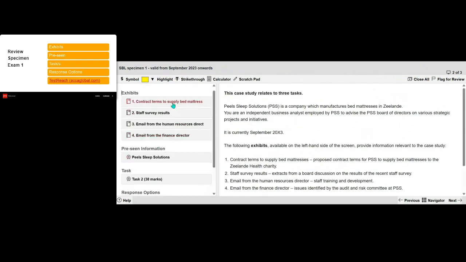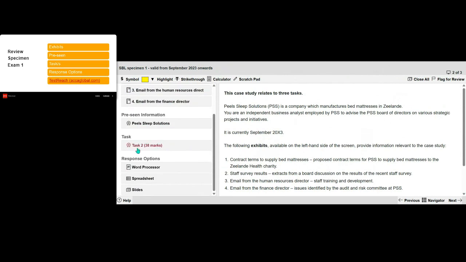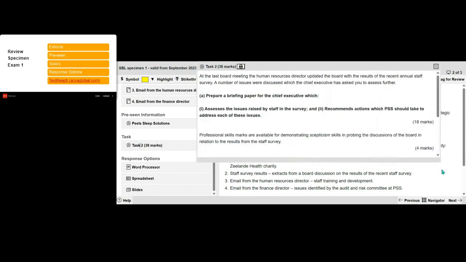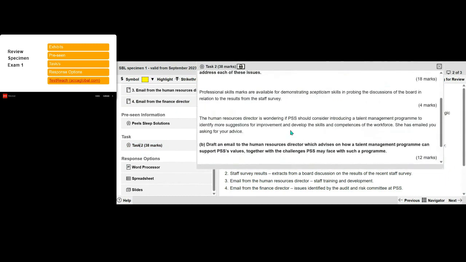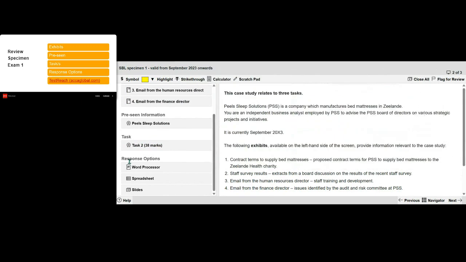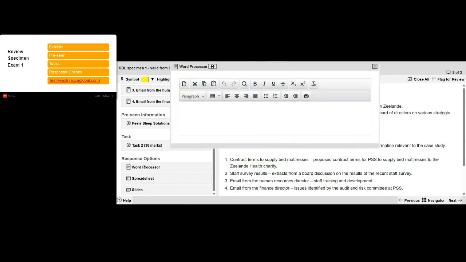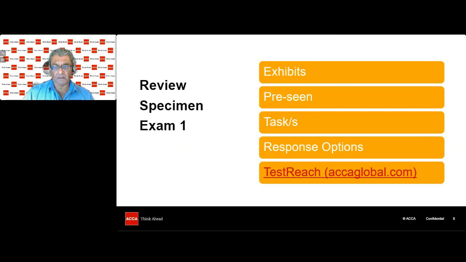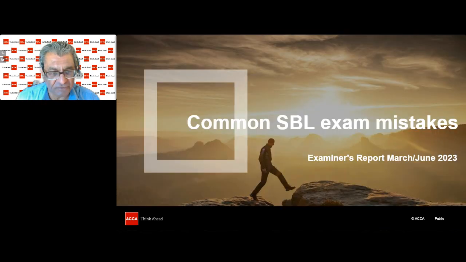We see the exhibits are the same, the pre-seen is the same, but now we have task number 2, and we can focus on answering task number 2. Okay, and you see we have a completely fresh response option on which to write our answers. Okay. So that's what the exam looks like. I hope that's clear. If it's still not clear, then please do make a note in the Q&A and we'll get back to it as soon as possible.